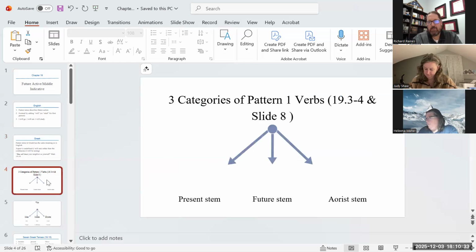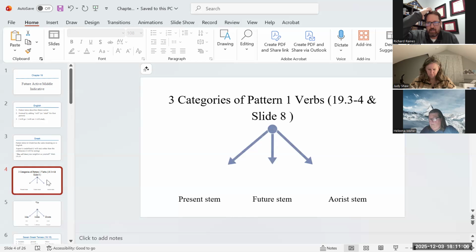So one of the things that he introduces, even though you've been doing this, you just didn't know it. You didn't know that you knew this. We're going to cover this twice in this lecture, just to introduce it, and then I'll dive a little deeper in slide 8. But if you look in your textbook in sections 19.3 and 4, he introduces that there are four patterns of verbal roots.